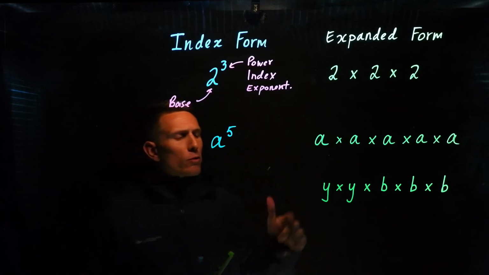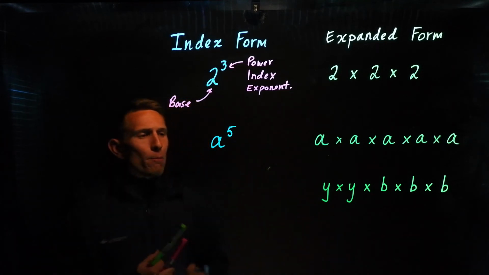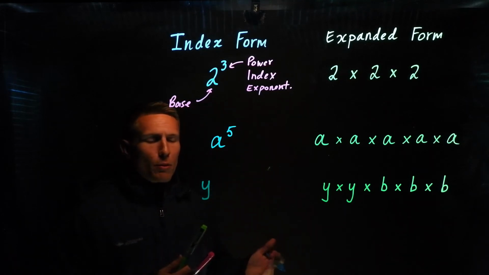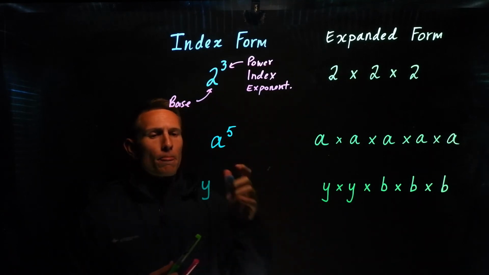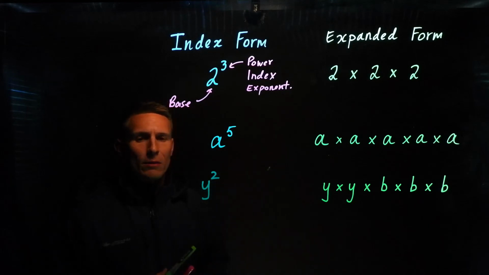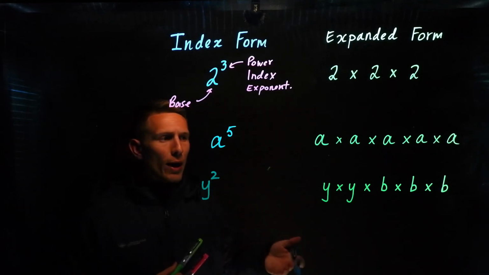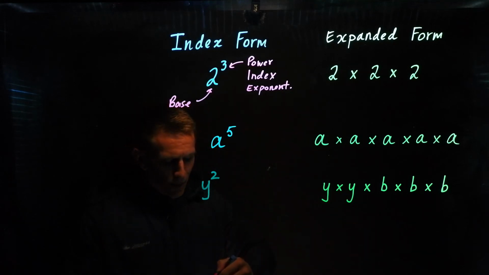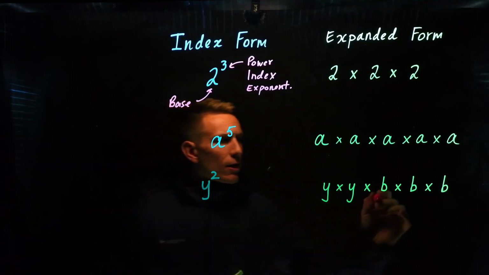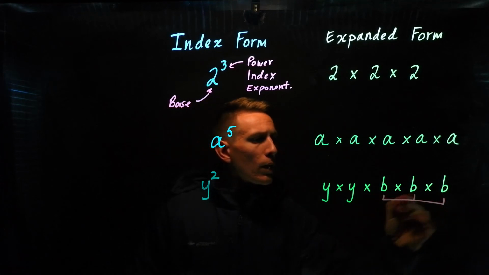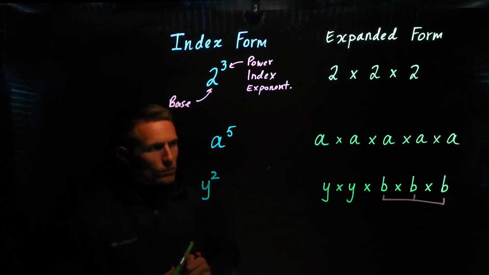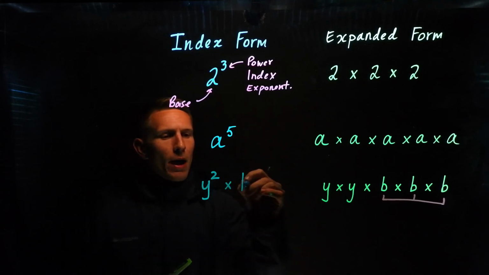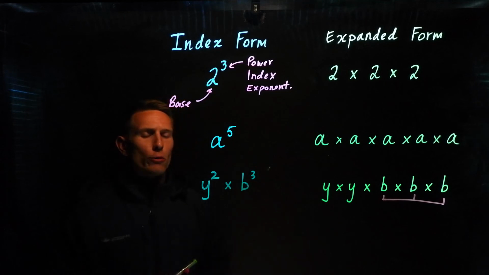Now our last example here, we've got 2 different variables. We've got y multiplied by y. So we'll start with our base of y first. Now y has been multiplied by itself twice. y to the power of 2 or y squared. Now our second variable is b. We can see that it's been multiplied by itself 3 times. 1, 2, 3. So we're going to write multiplied by b to the power of 3 or b cubed.